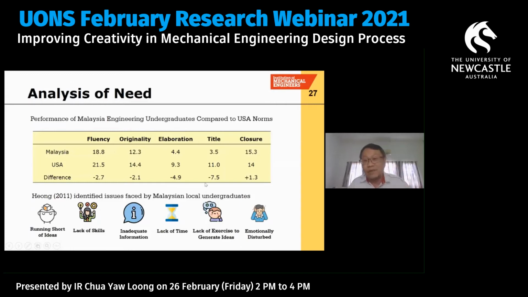And this is very much supported by previous research output, where our local undergraduates basically face the following issues: they're running short of ideas, they don't have the skills, they lack information, not enough time, no exercise or lack of exercise to generate ideas, and they are surprised, emotionally disturbed. So after identifying these needs, I need to develop a training course that actually can solve this problem.